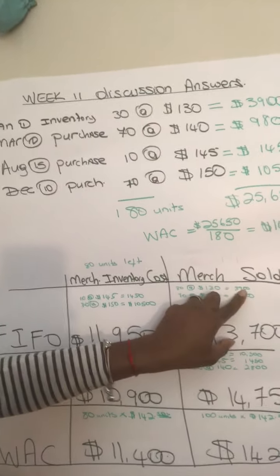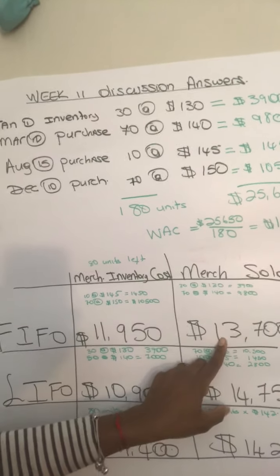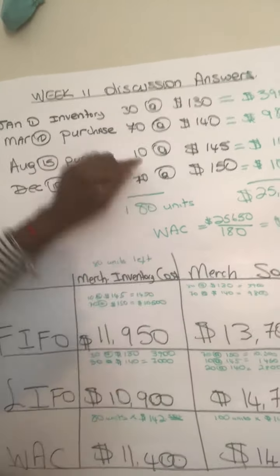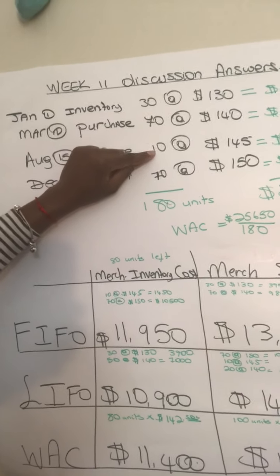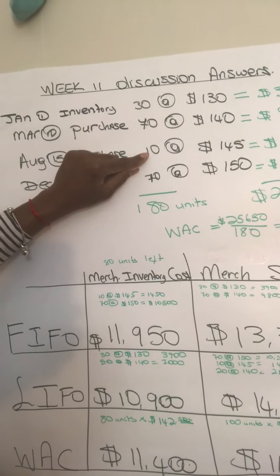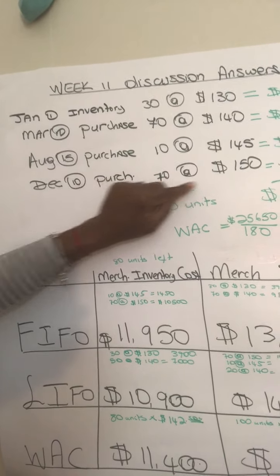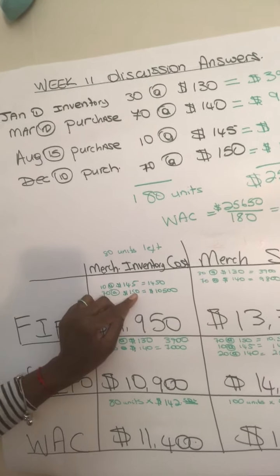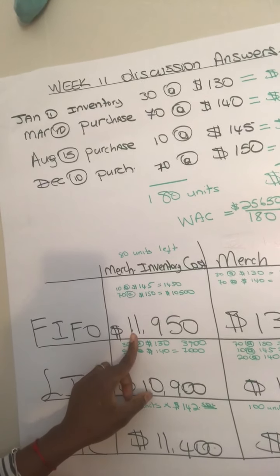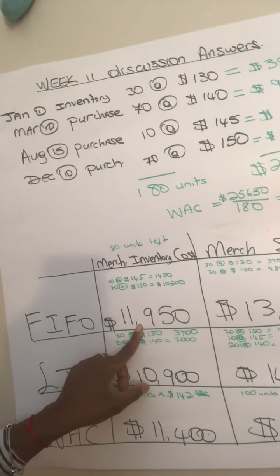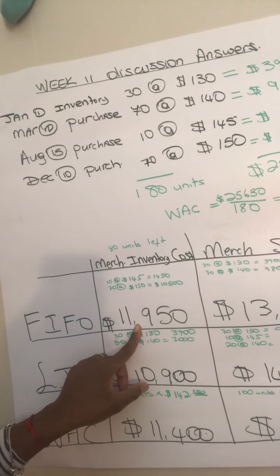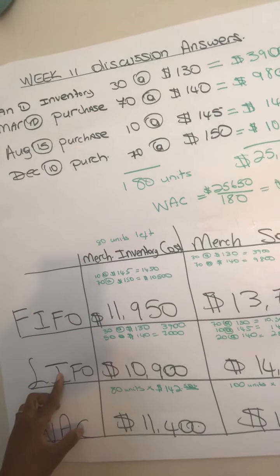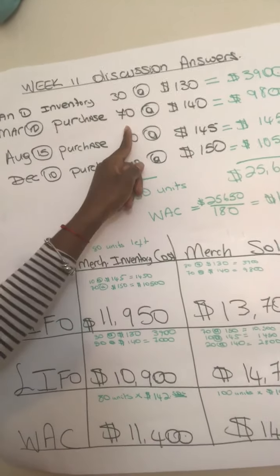So that 3,900 plus 9,800 gives you 13,700. What is left? Under FIFO, you're left with the 10 units at 145 and the 70 units at 150. And for your merchandise inventory cost under FIFO, you should have 11,950. Does that make sense?